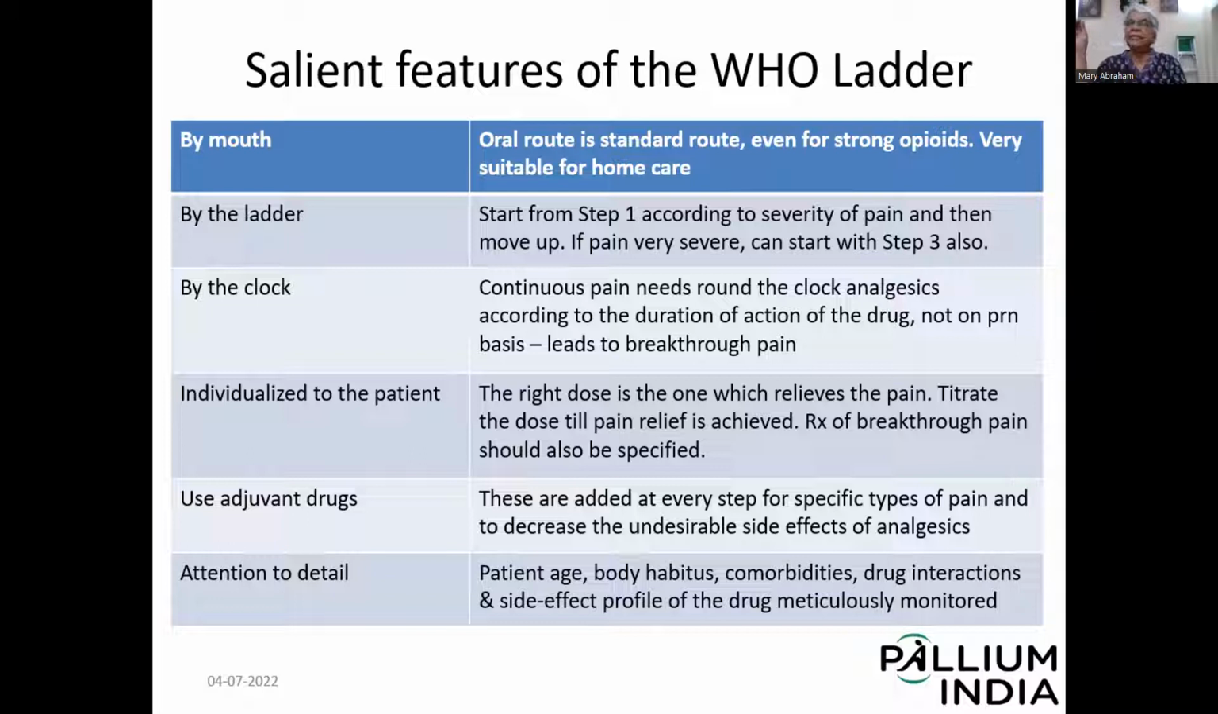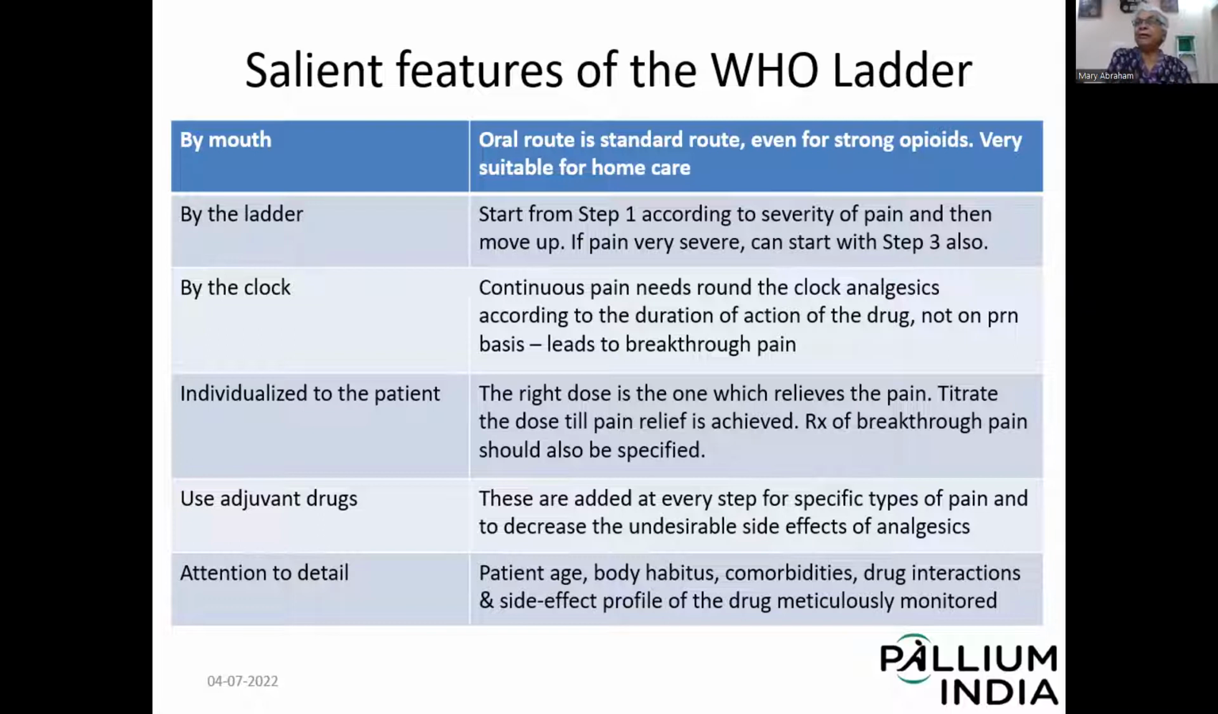The other thing is there is an adjuvant drug at every step of the ladder. That is to treat specific types of pain and also to decrease the undesirable side effects of some of the analgesics. And attention to detail is very important, because whatever drug you're giving has to be given based on the patient's age, whether it's a baby or an elderly person, or the body weight of the patient, what comorbidities the patient has, and also you have to monitor the side effects of the drugs.